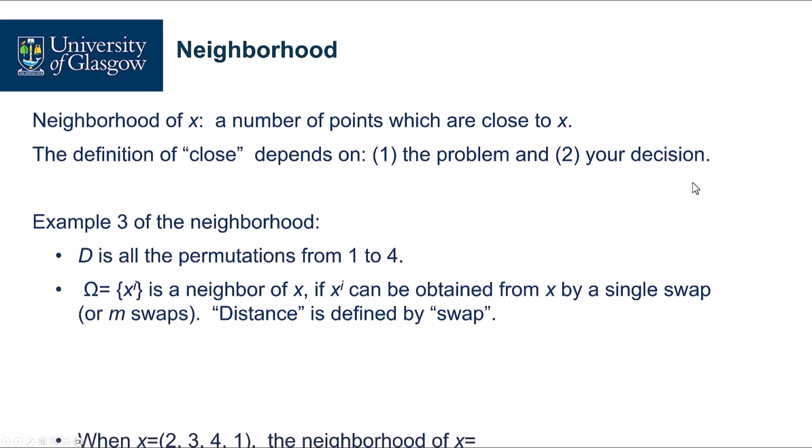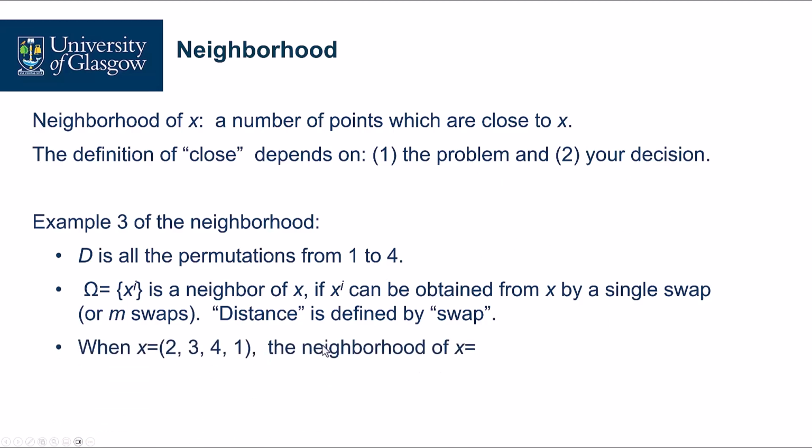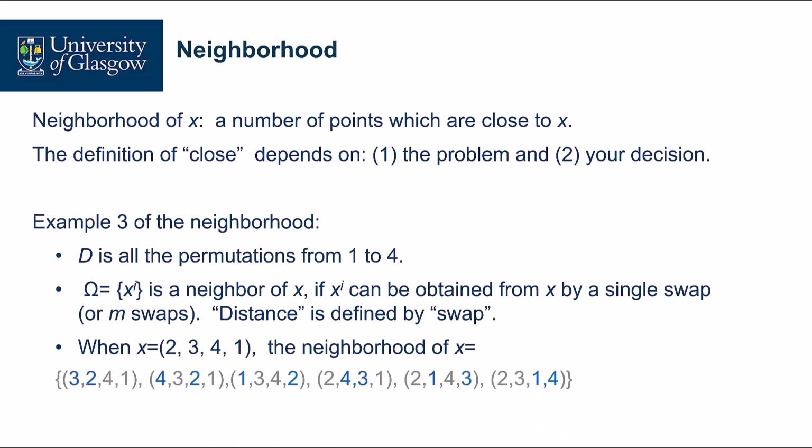So let's see. We have 2, 3, 4, 1. Then the neighborhood of this candidate solution is what? Okay, it's like this, right? So we randomly select two elements of them, and then we swap them. Single swap. So in this example, we use a swap to generate a neighbor, right? So now we understand the concept of neighborhood.